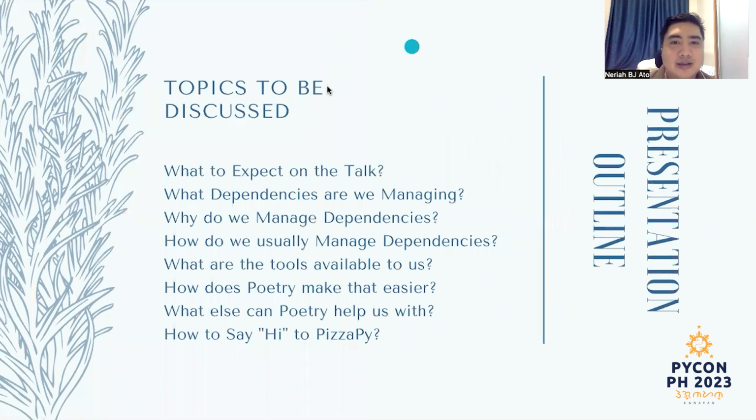This is what I'm gonna discuss for today. So we'll set our expectations. Our discussion is gonna revolve around what really is managing dependencies in our Python project. So we'll start with what dependencies are we actually managing? Why do we need to do that? How do we usually manage dependencies? The important concepts about it. What are the tools that are available to us? And how is Poetry gonna make our lives easier in managing dependencies, plus some other features of Poetry. And also I'll introduce PizzaPy again.